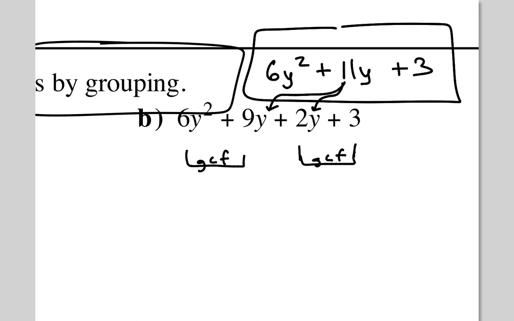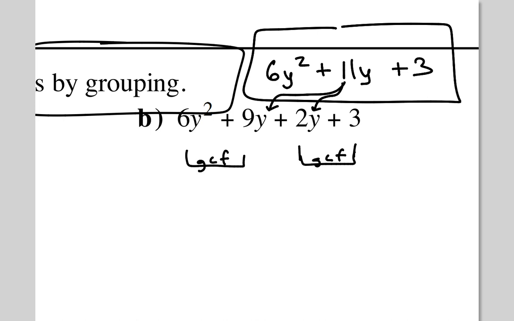So think of the magic numbers. What does 9 times 2 multiply to? Same as 6 times 3. Okay? Okay with that? And what does 9 plus 2 add up to? Of course, 11, right? So that's where we're headed.